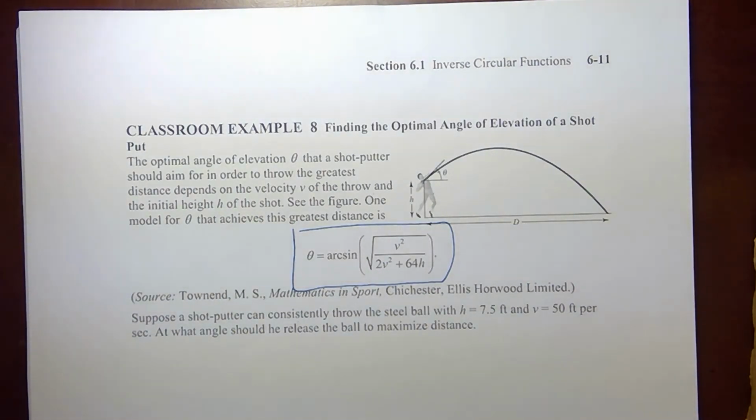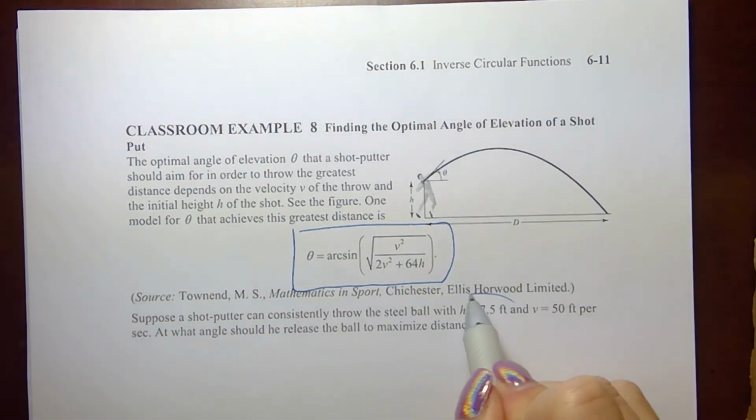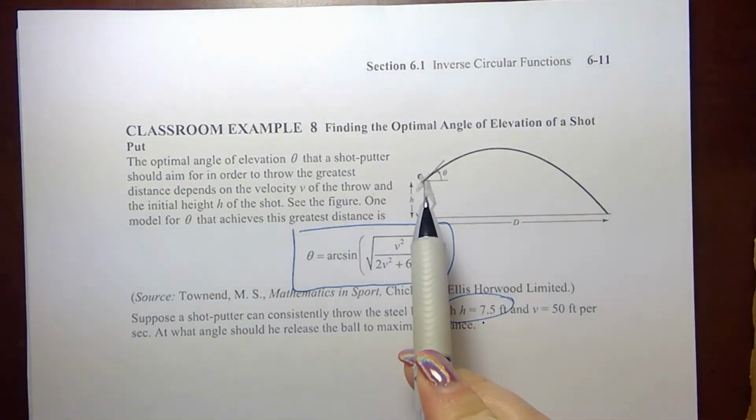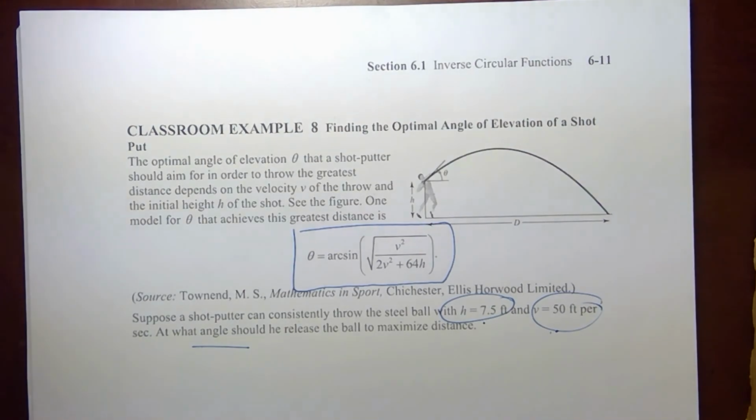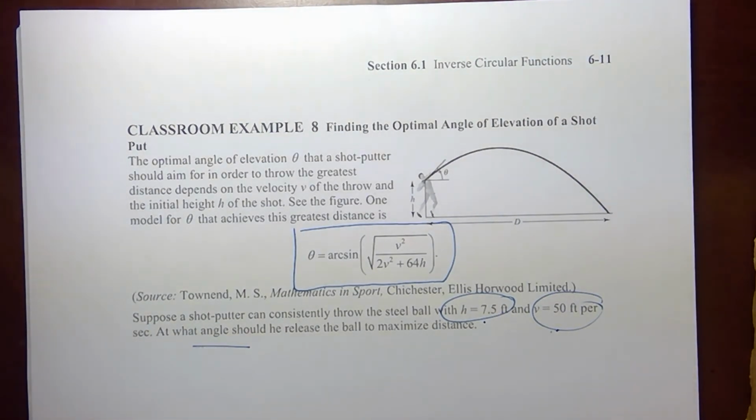The formula to get that optimal distance is arc sine of the square root of v squared, where v is my velocity, over 2v squared plus 64h, where h is the height of the shot, so the height of where the shot starts. Suppose that a shot putter can consistently throw the steel ball with a height of 7.5 feet, so starting at that height, and a velocity of 50 feet per second. What angle should he release the ball to maximize that distance?